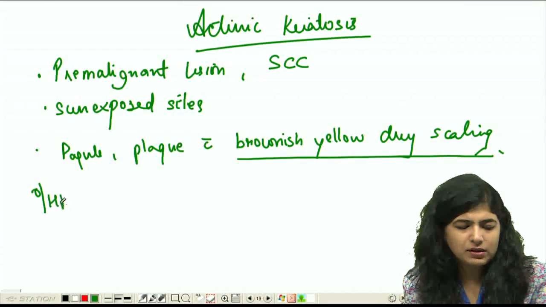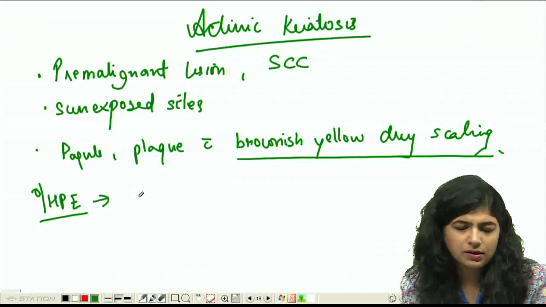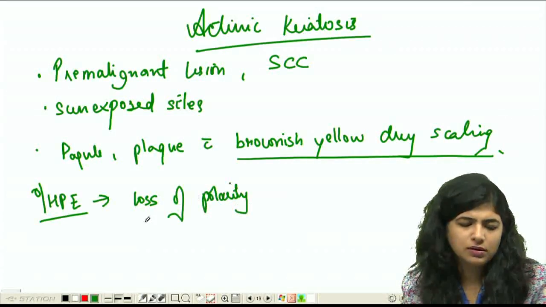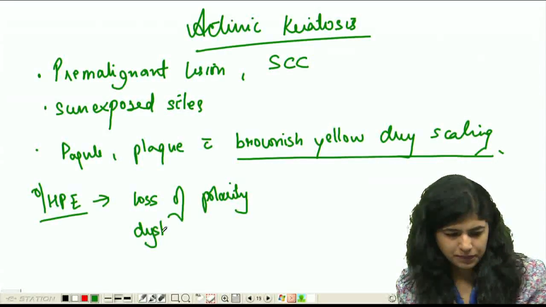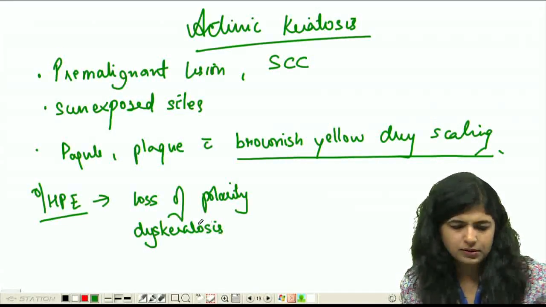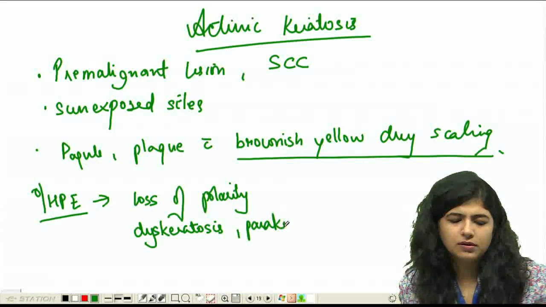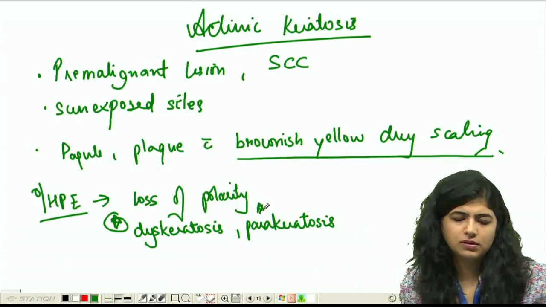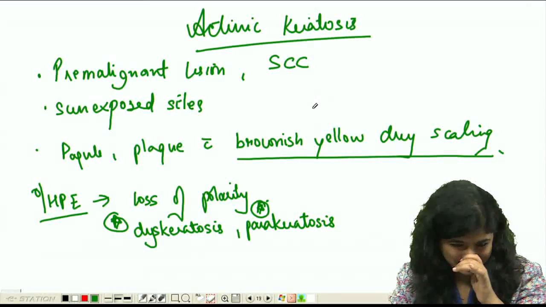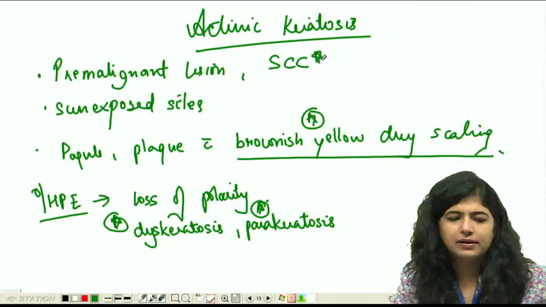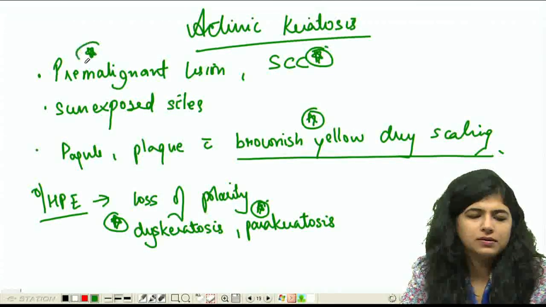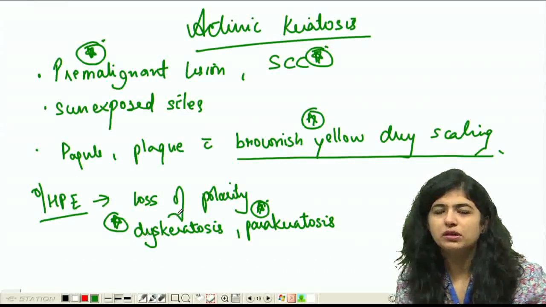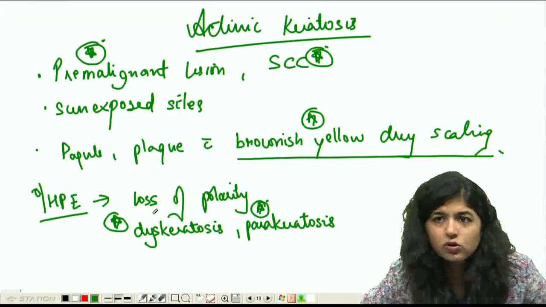On histopath, histopath is important. Histopath, you will see loss of polarity in the epidermis. Diskeratosis, parakeratosis, important. This is asked. So, it's a very important thing you need to know, actinic keratosis.